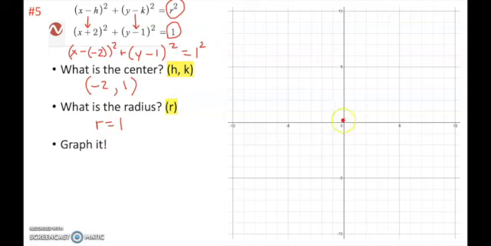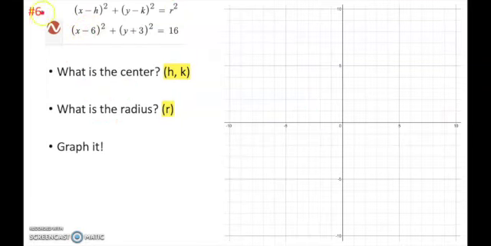So let's go ahead and graph that. Our center is at negative 2 on the x-axis and 1 on the y-axis. Our radius is 1, so we're only going to count out 1 to the right, 1 to the left, 1 up top, and 1 on the bottom. And we'll draw our circle like so.